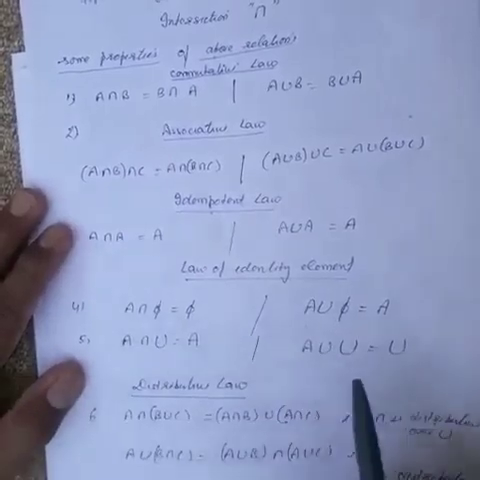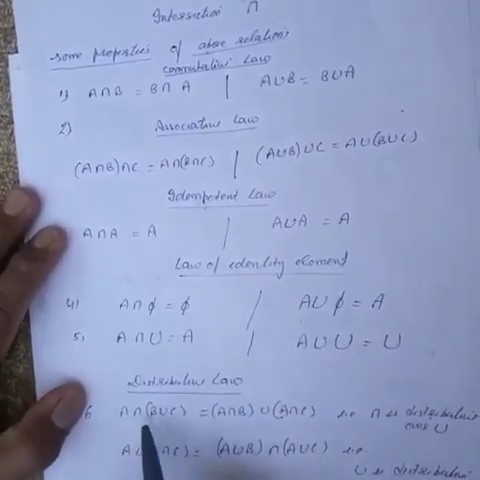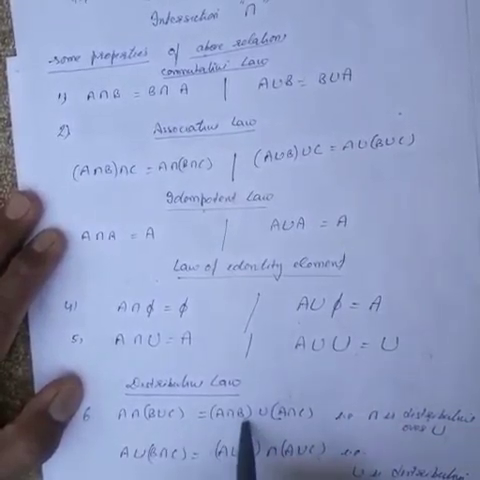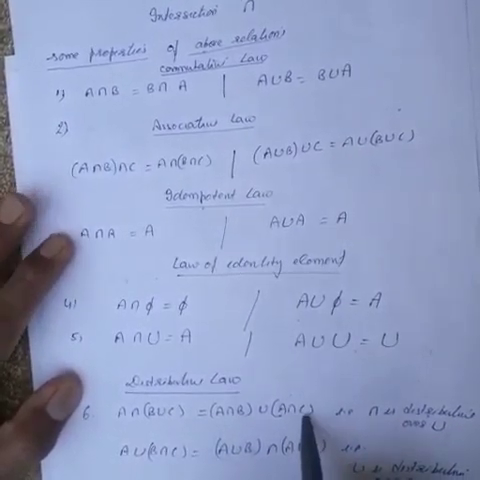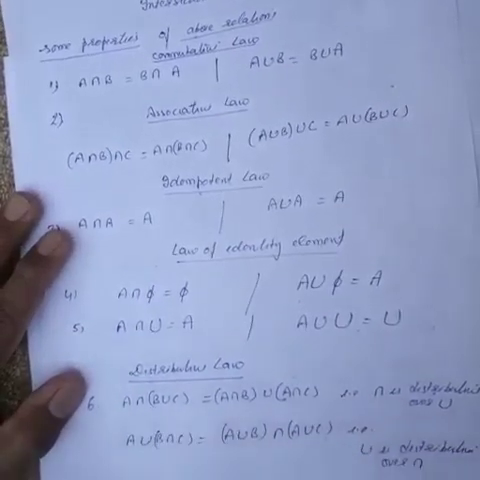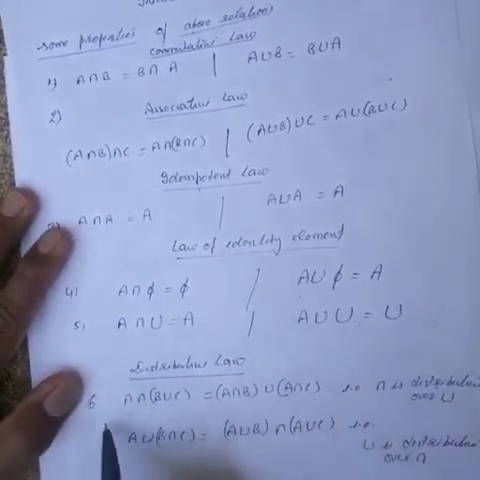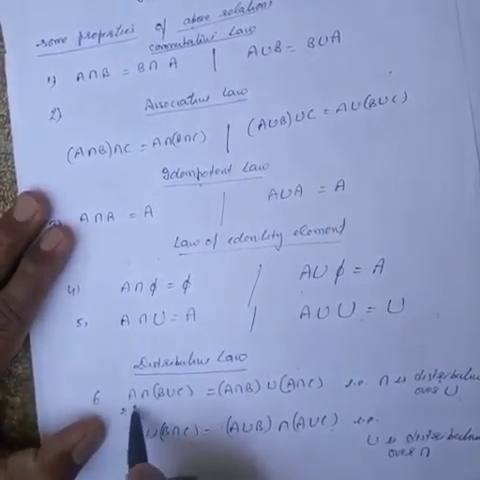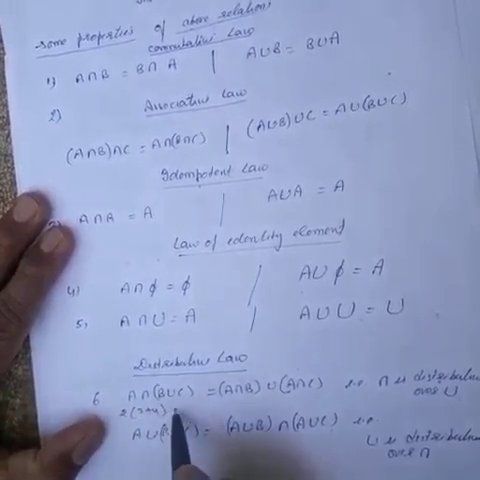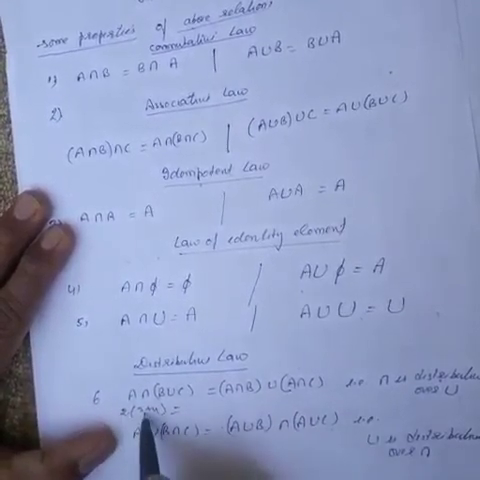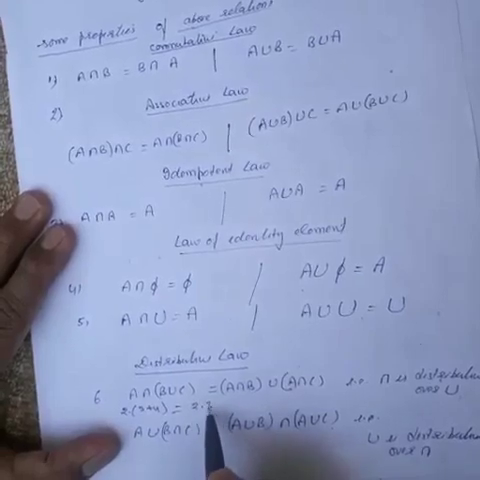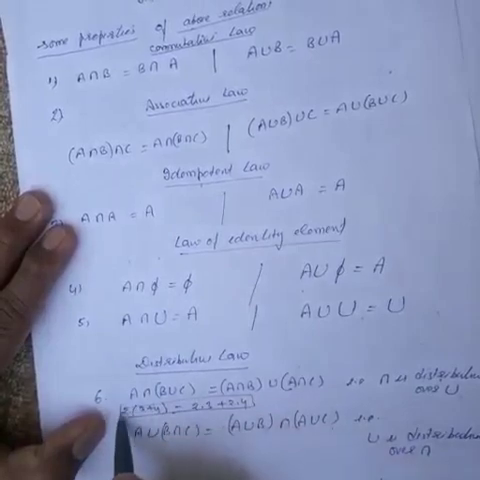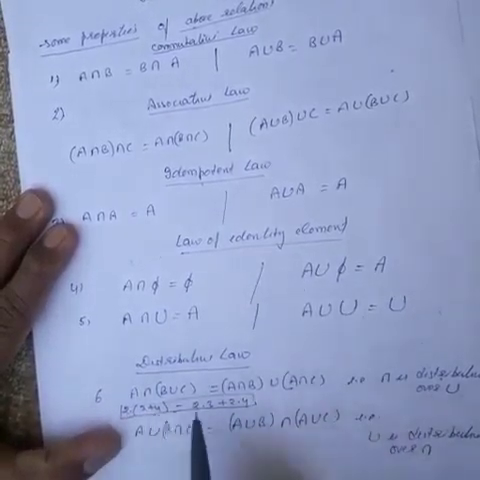Now the distributive law. A intersection (B union C) will be equal to (A intersection B) union (A intersection C). To understand this, try to write one property for the real numbers. We know that 2 into (3 plus 4) is 2 into 3 plus 2 into 4. So this property is called the distributive law for real numbers.